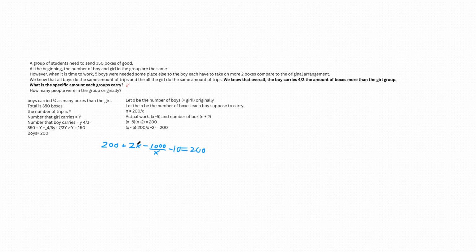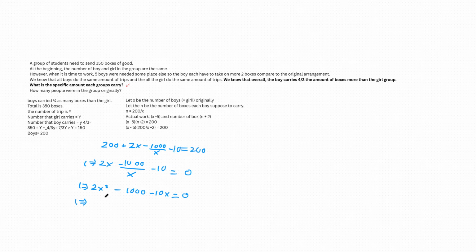Okay, so we have 200 on both sides. We can cancel them out, and we will have 2x minus 1,000 divided by x minus 10 equals 0. In this case, x cannot be 0 or a negative number. So now it's easy, we just multiply it in. We have 2x squared minus 1,000 minus 10x.